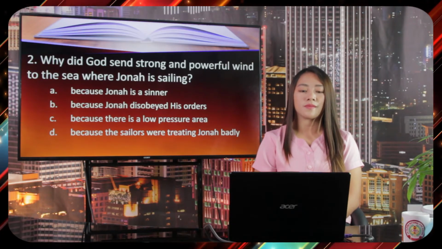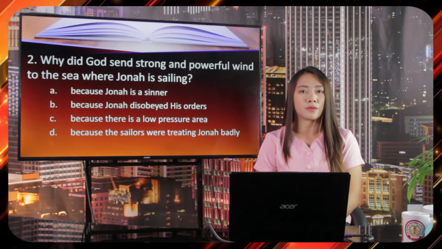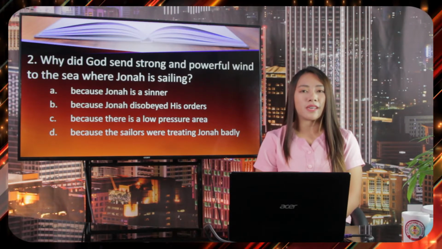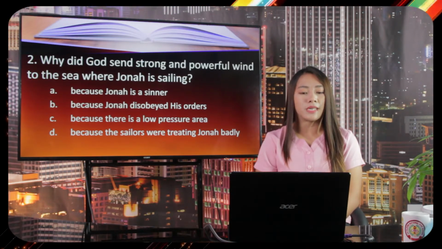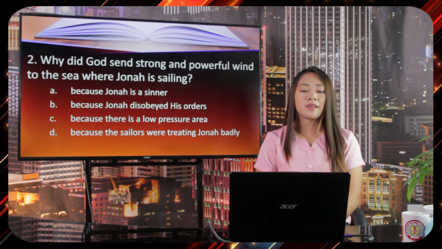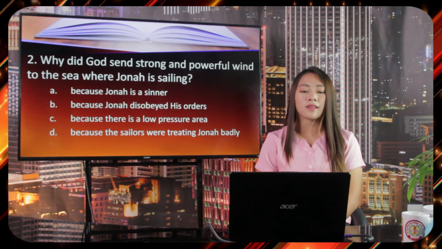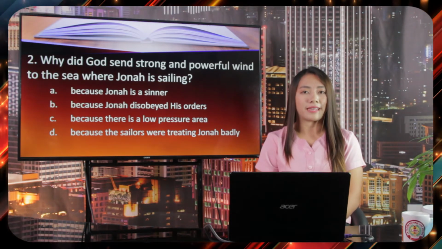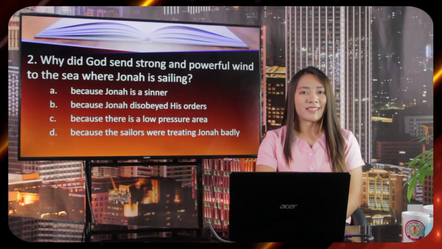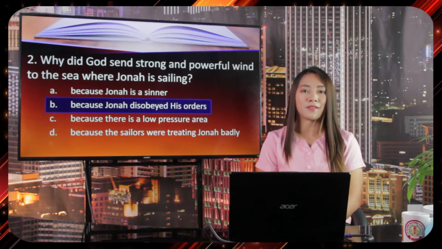Number 2. Why did God send strong and powerful wind to the sea where Jonah is sailing? A. Because Jonah is a sinner. B. Because Jonah disobeyed his orders. C. Because there is a low pressure area. Or D. Because the sailors were treating Jonah badly. The answer is letter B, because Jonah disobeyed his orders.